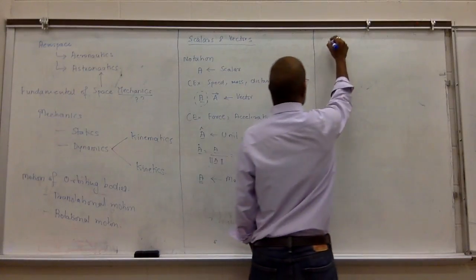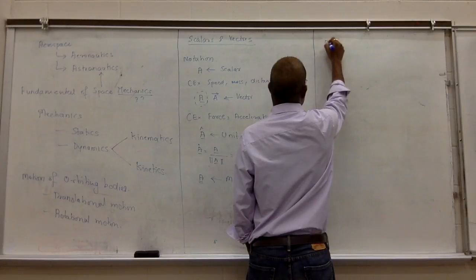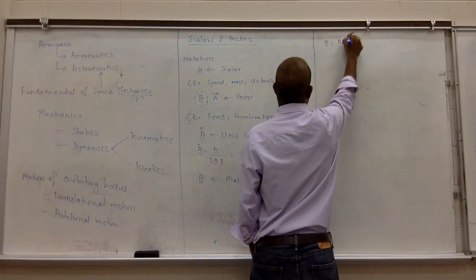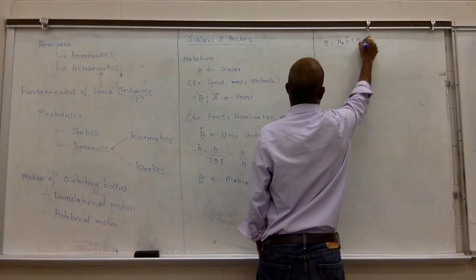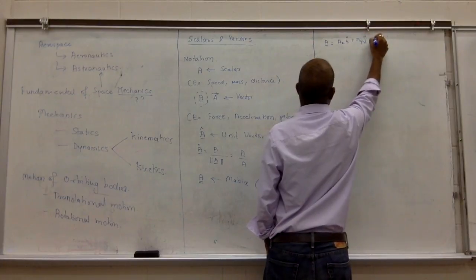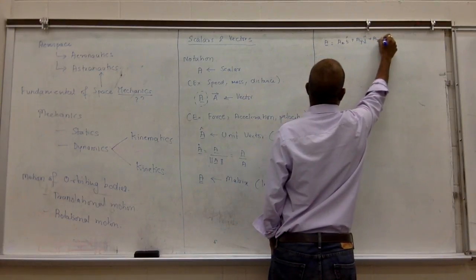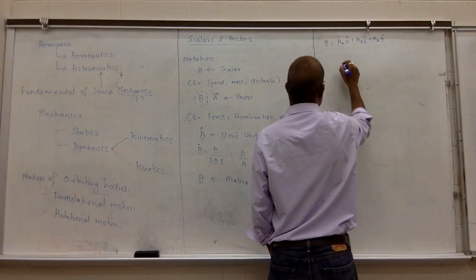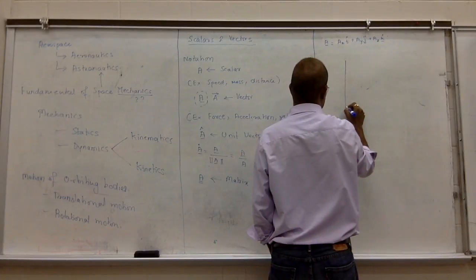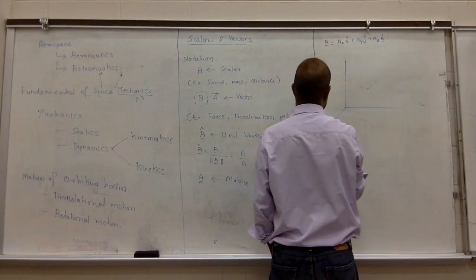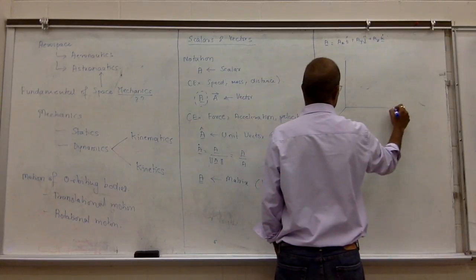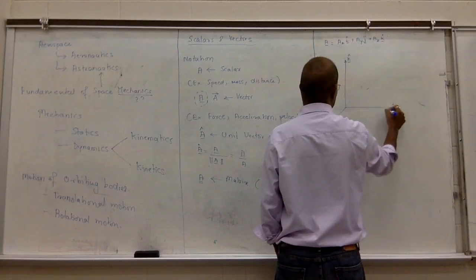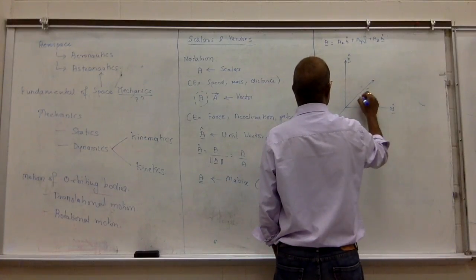If you write A is equal to Ax i plus Ay j plus Az k, what this means is, if you have here this is i, j, k, these are the directions, and this is that vector k.